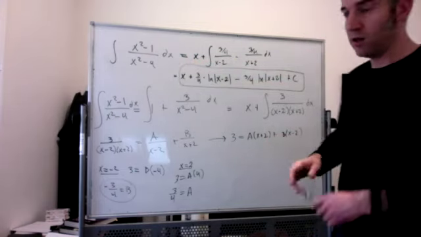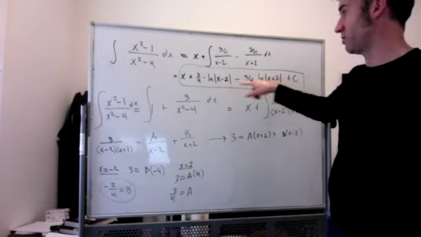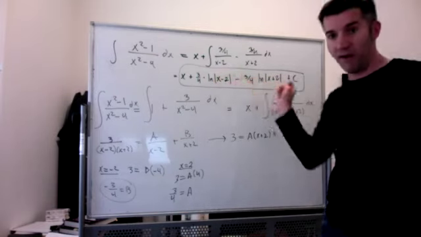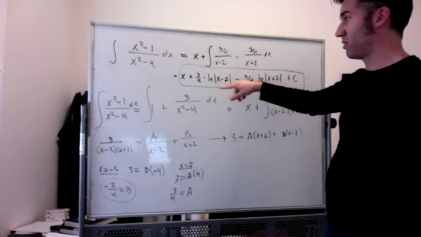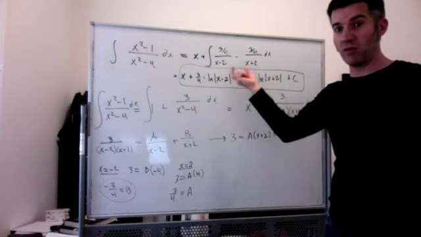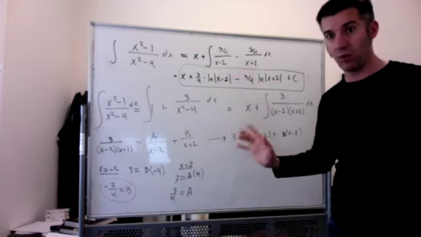And again, you could totally condense these two natural log terms since they have the same coefficient. You could factor out the 3/4 and write this part as 3/4 times the natural log of x minus 2 divided by x plus 2. But I wouldn't worry about that too much.